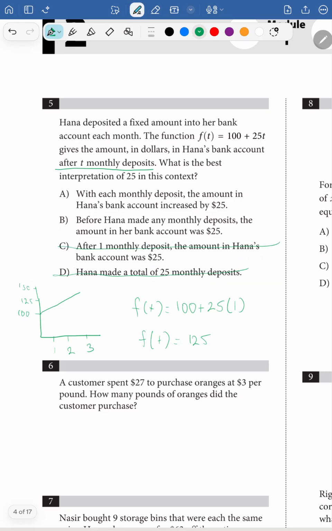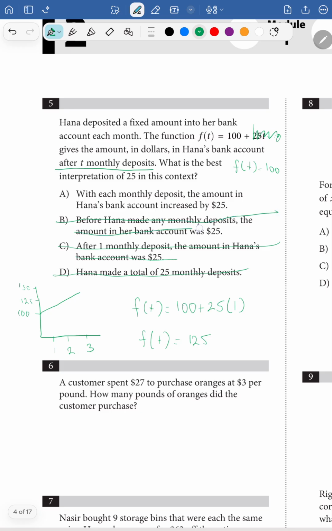Okay, B. Before Hannah made any monthly deposits, the amount in her bank account was $25. So basically this means that T is 0. It's not before anything ever happened. But we know that once T is 0, then F of T would be equal to just 100, because it would just get rid of this. And so choice B is wrong.